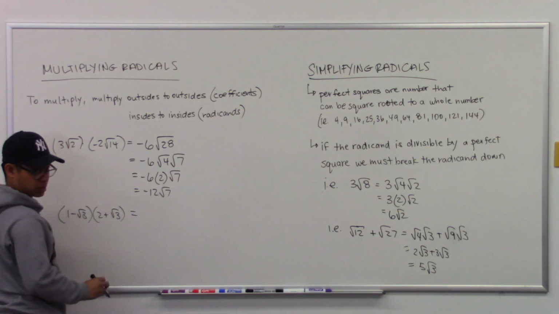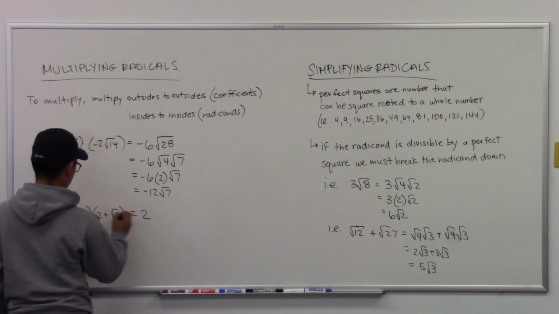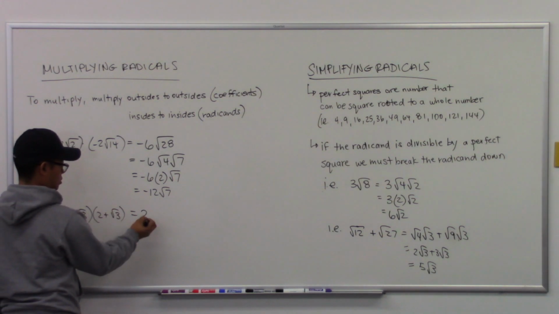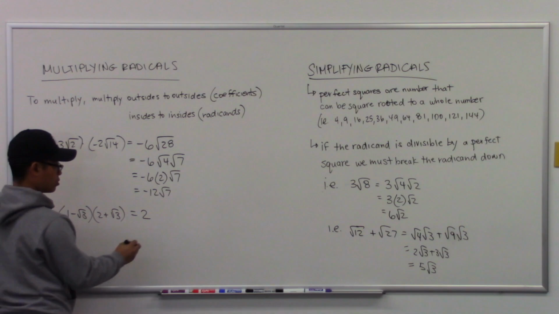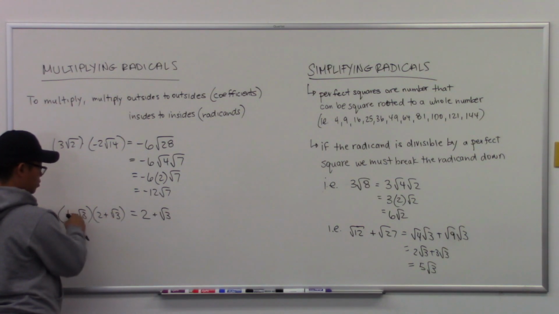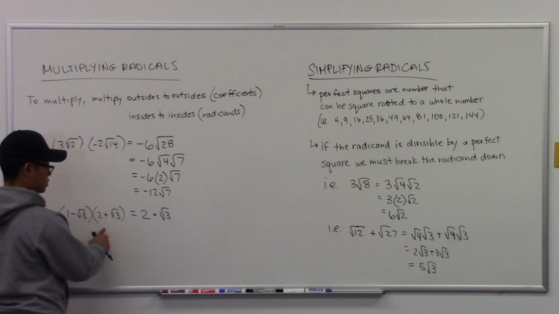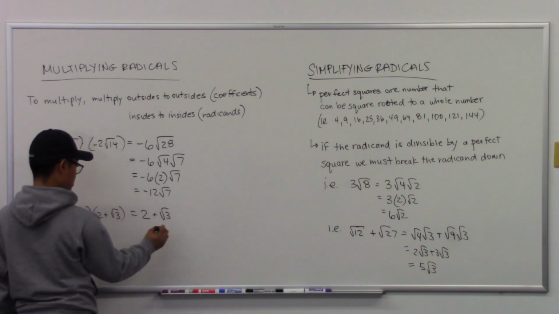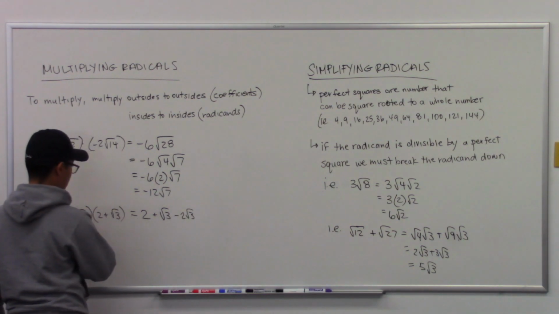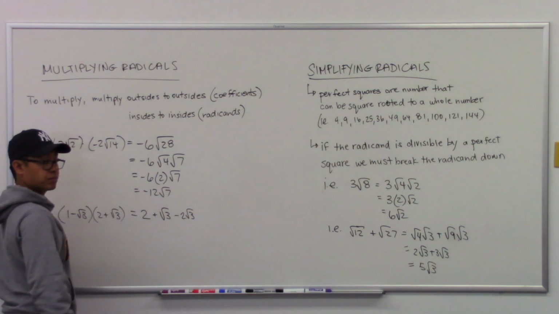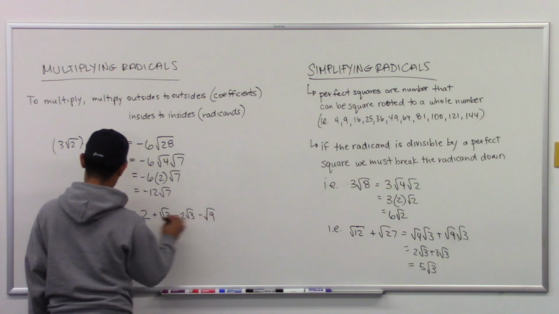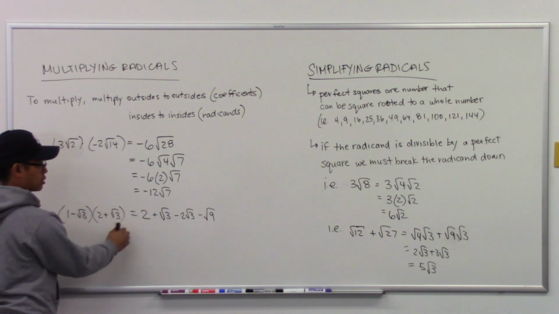So 1 times 2 is? 1 times root 3 is? Good. Because outsides to outsides, there's no inside to the 3. So this times this is? Root 3 times 2 is? Good. And then negative root 3 times root 3 is? Yes, minus root 9 though, because it's a negative root 3 times the root 3.